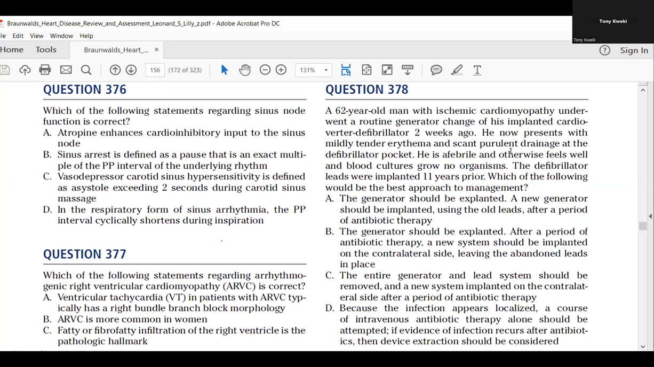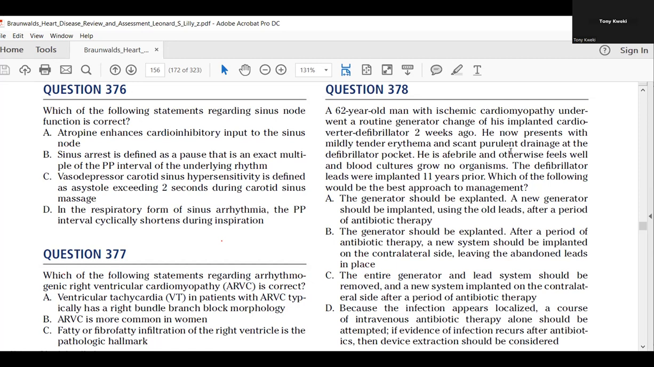The guidelines are showing us that for this patient, the lead has to be removed and extracted. So looking at the options, the first is A: the generator should be explanted and a new generator should be implanted using the old leads after a period of antibiotic therapy. From what our guidelines say, that's false. B: the generator should be explanted after a period of antibiotic therapy and a new system should be implanted on the contralateral side, leaving the abandoned leads in place. Also false. C: the entire generator and lead system should be removed and a new system implanted on the contralateral side after a period of antibiotic therapy.